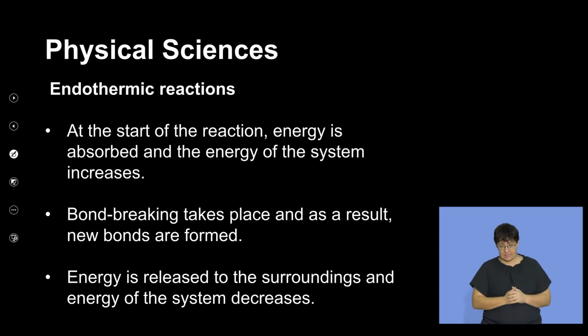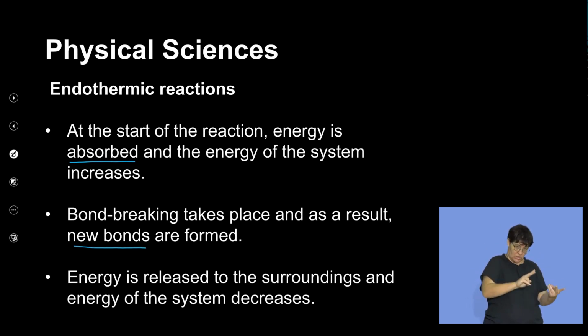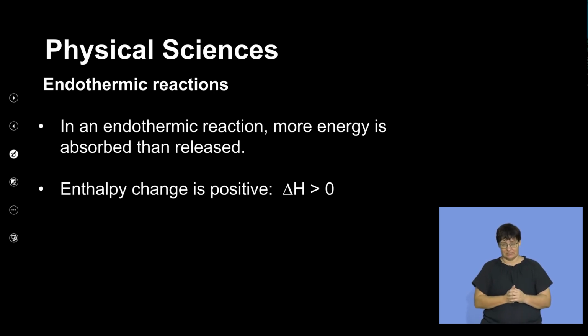Right. So in an endothermic reaction, in a nutshell, at the start of the reaction, energy is absorbed like in any other reaction, and the energy of the system increases. And then bond breaking results in new bonds being formed. And while we form new bonds, energy is released, okay? So the release of energy is coupled with the formation of new bonds to the surroundings. That's why there is a decrease in the energy of the system. Okay, now we're just trying to explain the profile. So in an endothermic reaction, more energy is absorbed than released. This is what we take home.